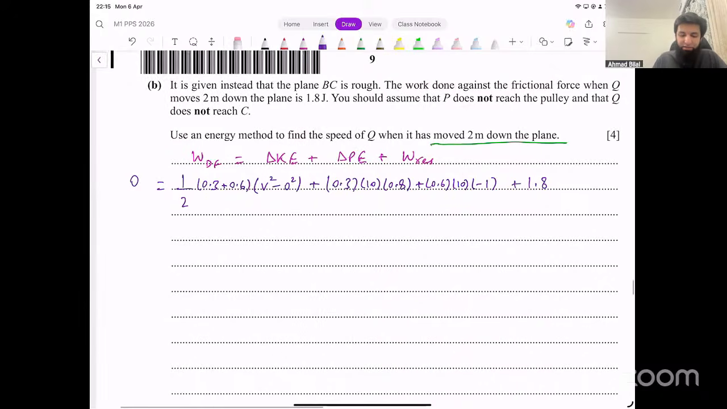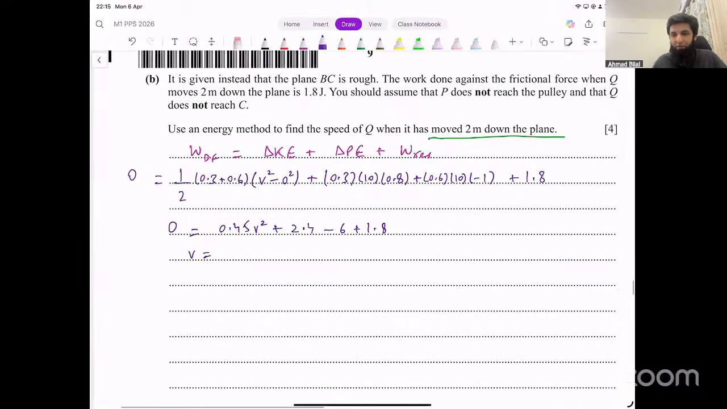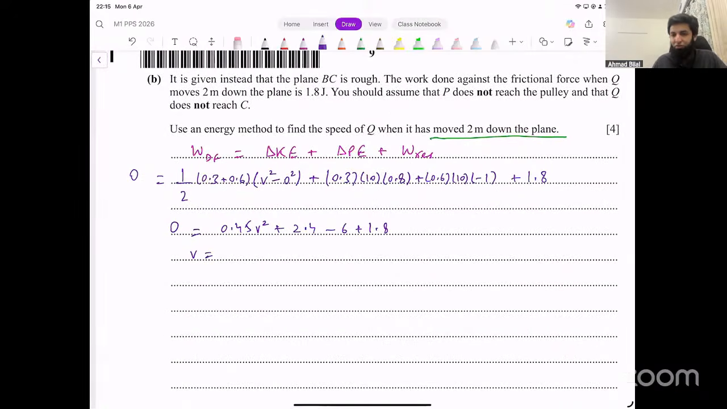Now we can simplify this and see what this gives us. 0.9 over 2, that's 0.45 V squared plus 3 into 0.8. What's that? 2.4, I think. Minus 6 plus 1.8, that equals 0. And that will give you the value for V. You can see what that is. V is equal to under root 4, which is 2. So you're saying it's 2? Okay, so V equals 2 meters per second. That is what we were looking for.